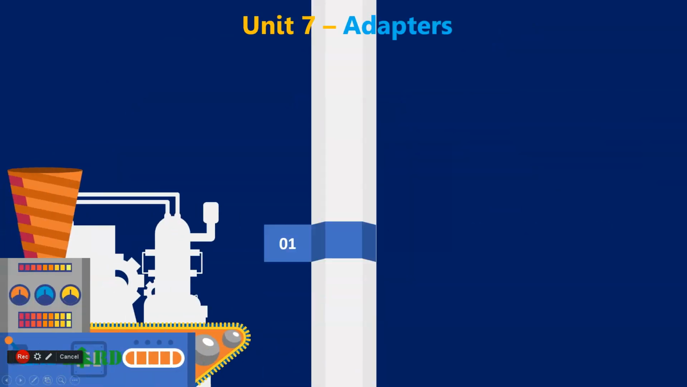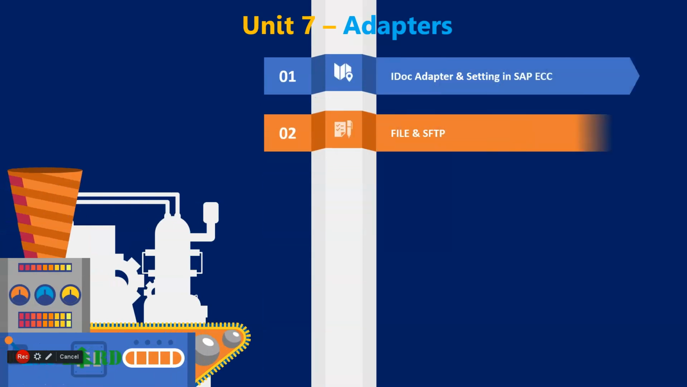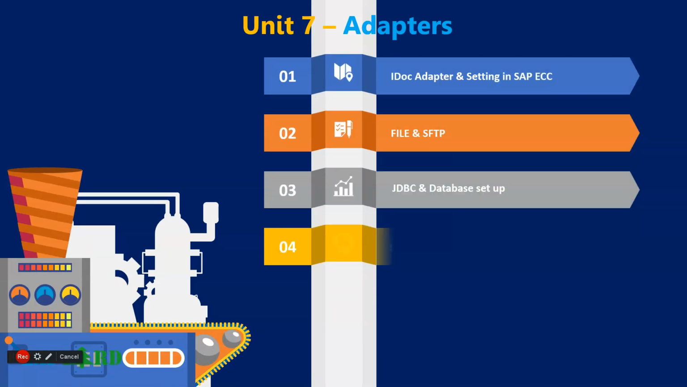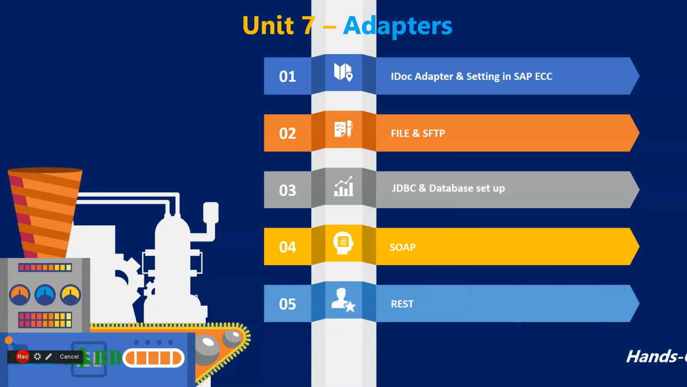We will look into adapters in the next unit. Here we will understand and dive deeper into IDOC adapters and setting it up in SAP. We will take a closer look into file, SFTP, JDBC, SOAP and REST.